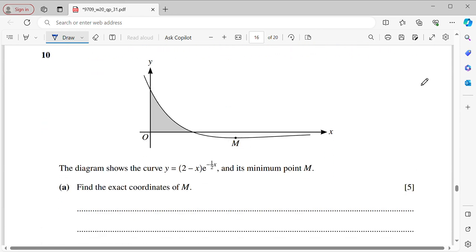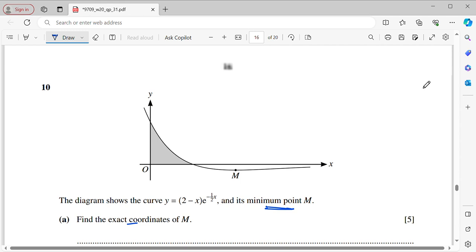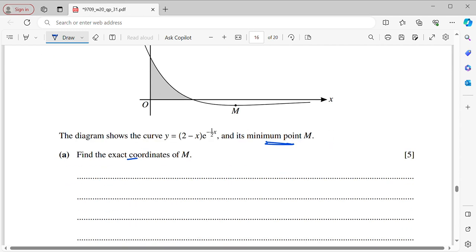Okay, next question, number 10. The diagram shows the curve 2 minus x times exponential negative half x and its minimum point M. Find the exact coordinates of M. So when you are given minimum point, it means the stationary point, which means dy dx equals 0. Okay, so now y equals 2 minus x times exponential negative half x.